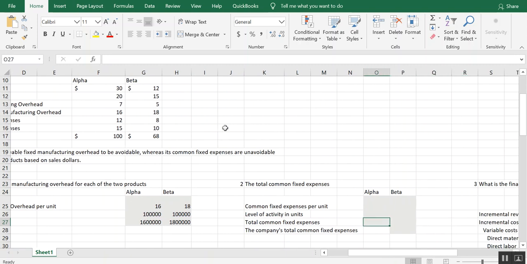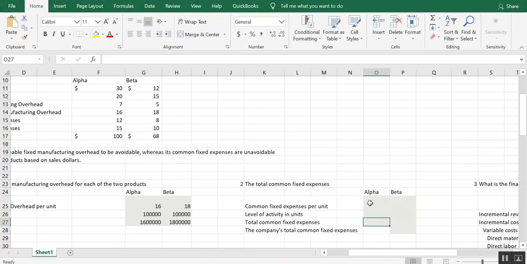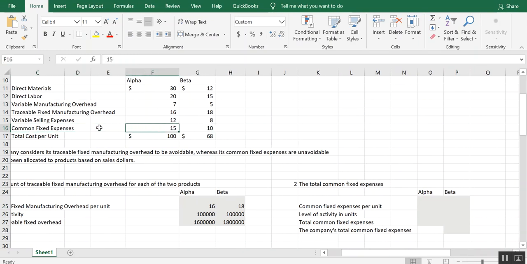In number two, they ask a similar question. They ask us, what is the company's total amount of common fixed expense? Well, here we're going to look back at the common fixed expense that they have on this line. We have $15 for alpha, $10 for beta. So we're going to put that in here first.